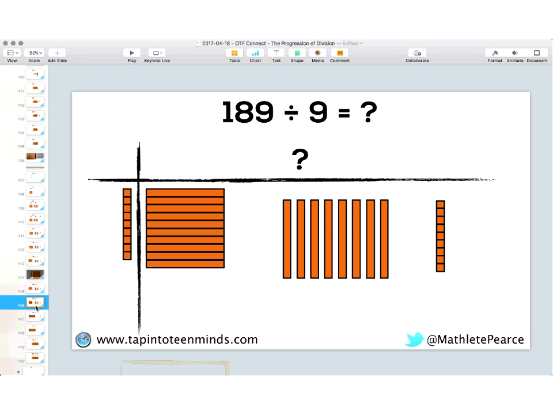I would try it with the digital app. It's very difficult to draw out, especially if you've never done it before. Again, using the physical manipulatives is much, much more useful and more user-friendly as well when you're starting.